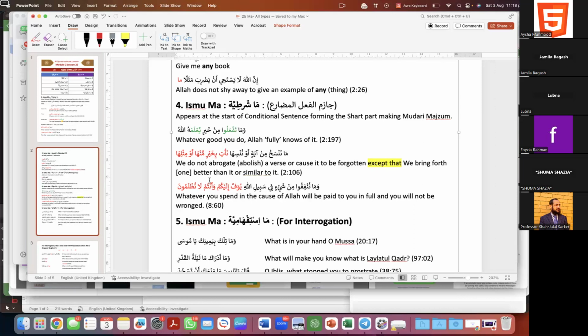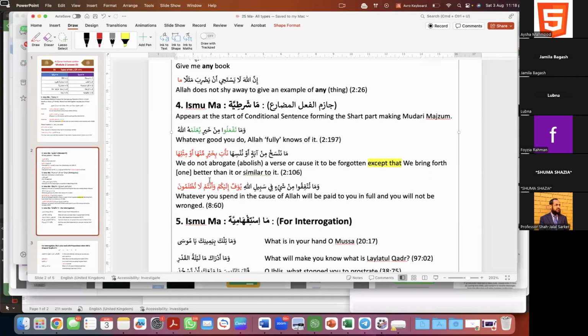You see, it appears at the start of a conditional sentence forming the shart part, making the mudari majzum. Majzum. Okay, now example: Wama tafalu min khayrin yalamhu Allahu. Read the English once. Whatever good you do, Allah fully knows of it.